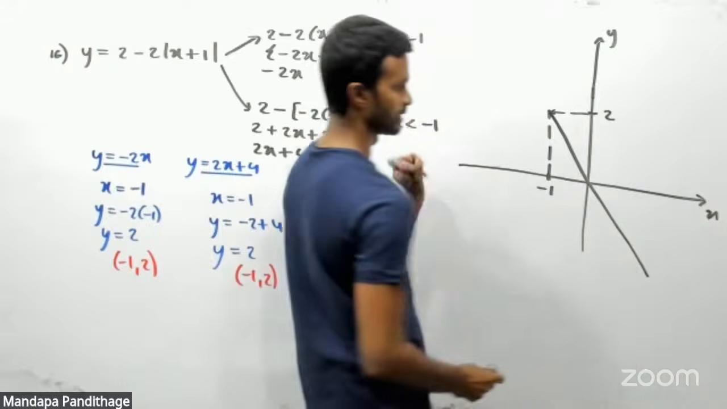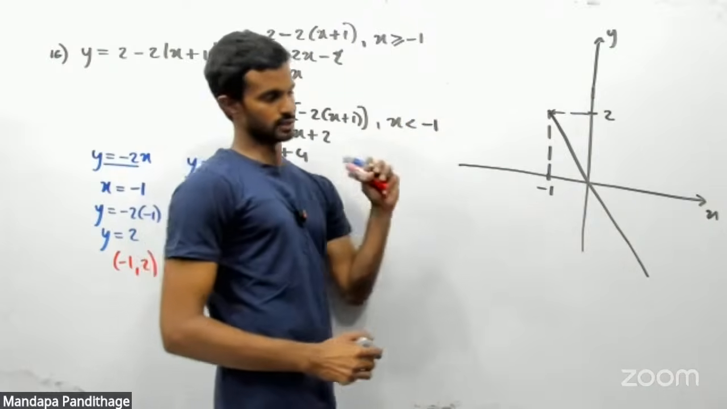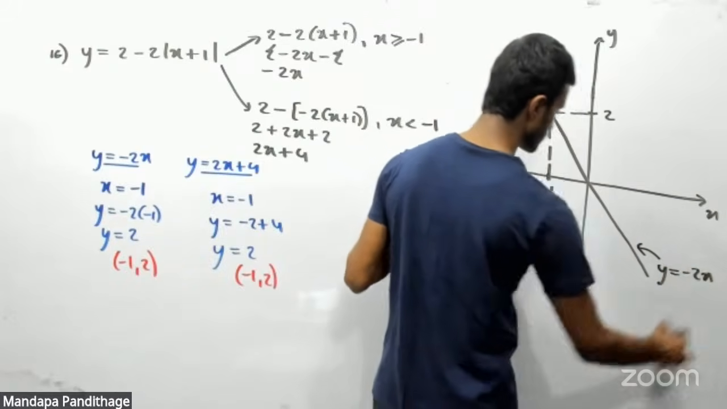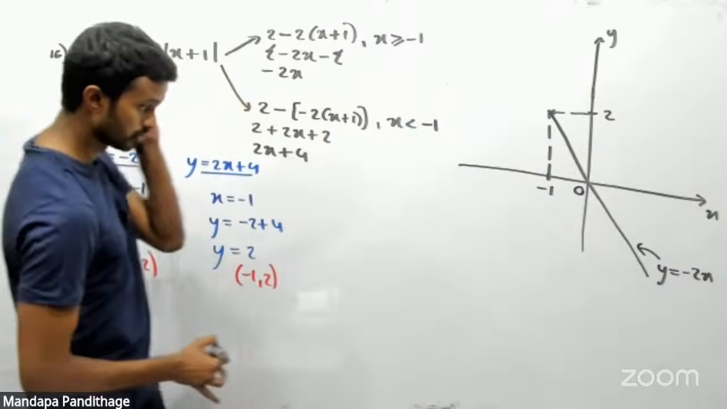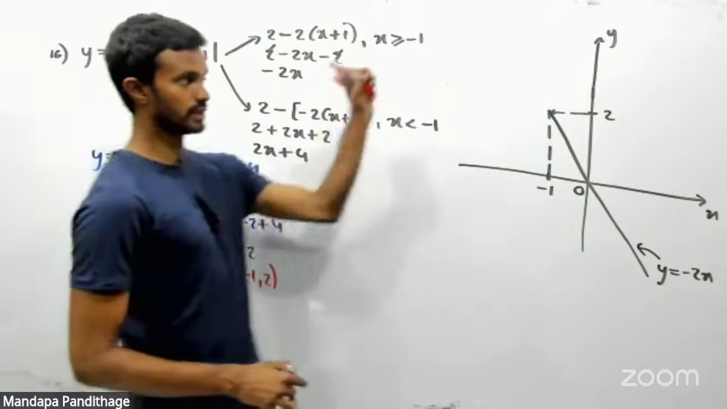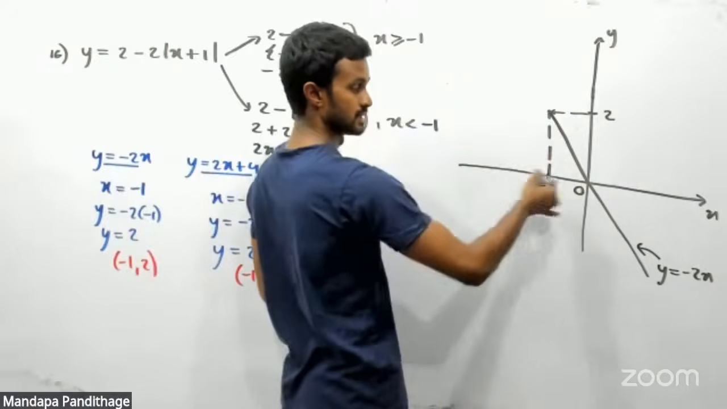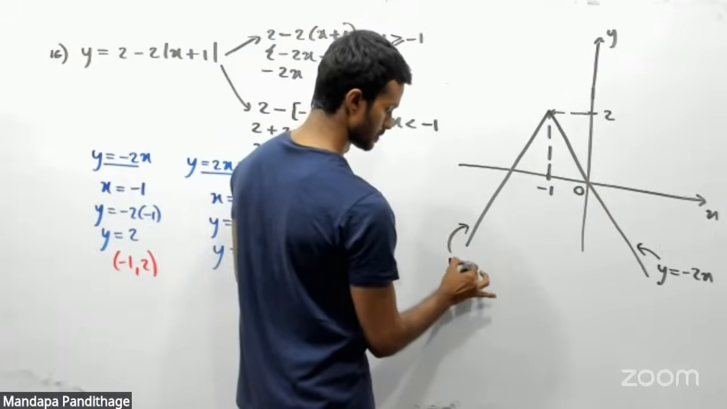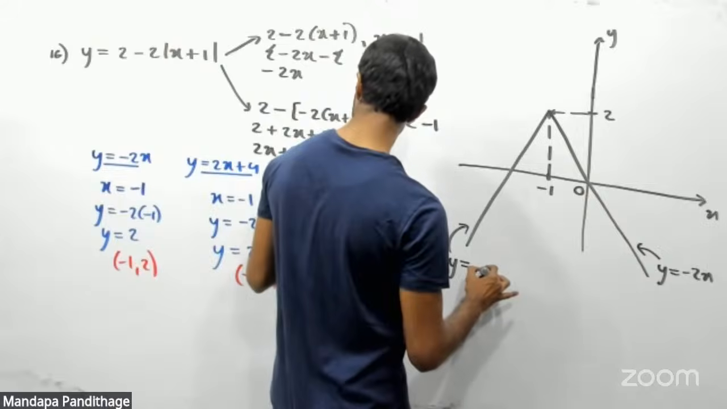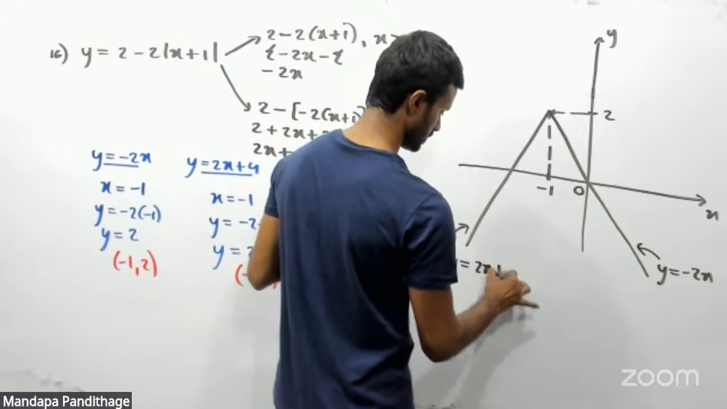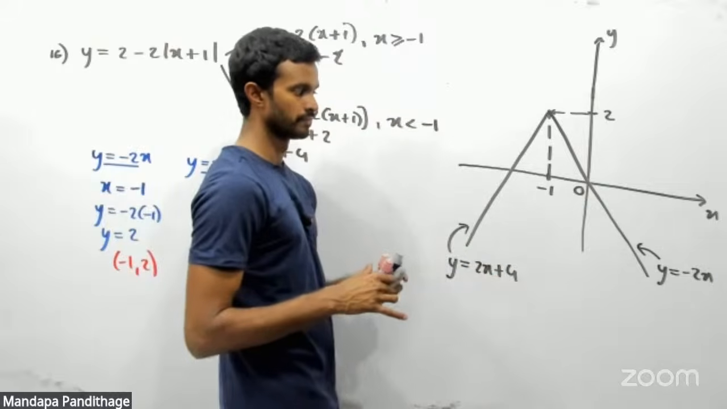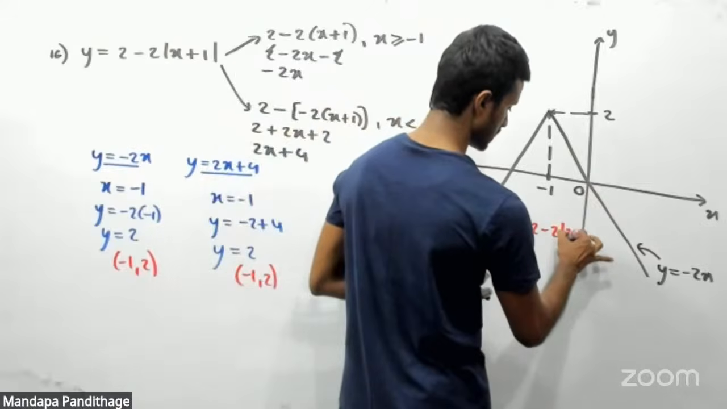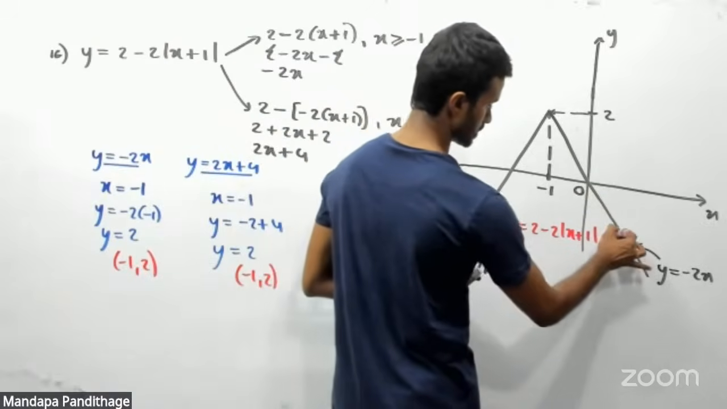And we know it is only valid when x is greater than minus 1. So this is y equals minus 2x, and this is the origin. And on this end, y equals 2x plus 4. So here it has a gradient of 2, but is only valid when x is less than minus 1. So this V-shaped graph is the graph of y equals 2 minus 2 times x plus 1.